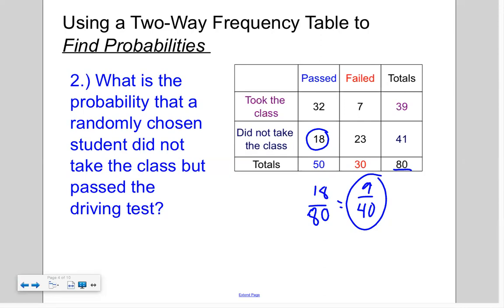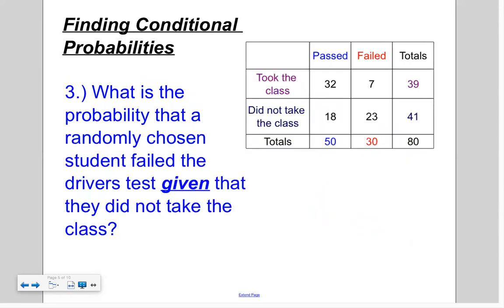I think it's pretty straightforward when you're just talking about the probability out of everything. Where it gets a little more difficult is where you start putting a condition on things, where you start narrowing your scope down. And that's what's happening in this example. It says, what is the probability that a randomly chosen student failed the driver's test given they did not take the class? All right. The key we're seeing here is this given part. Given that they did not take the class, that is our condition.